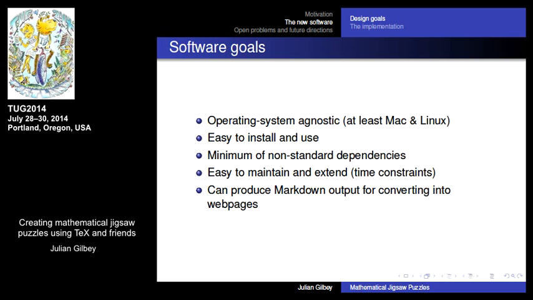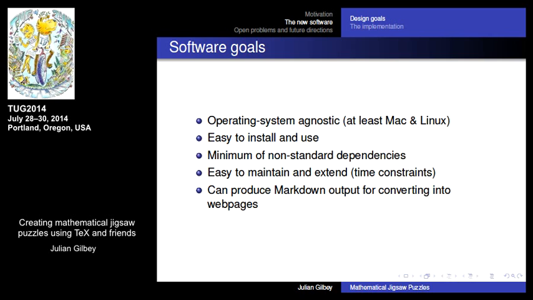My ideal would be that it's operating system agnostic, that it should run equally well on both Linux and Mac. If I can get it to run on Windows as well, even better. It's got to be easy to install and use for my team. I don't want to have to be actively maintaining it. The job I'm being paid for is to create mathematical puzzles and problems for use in the classroom, not to be writing software. I get told if I spend too much time not doing what I'm meant to be doing.